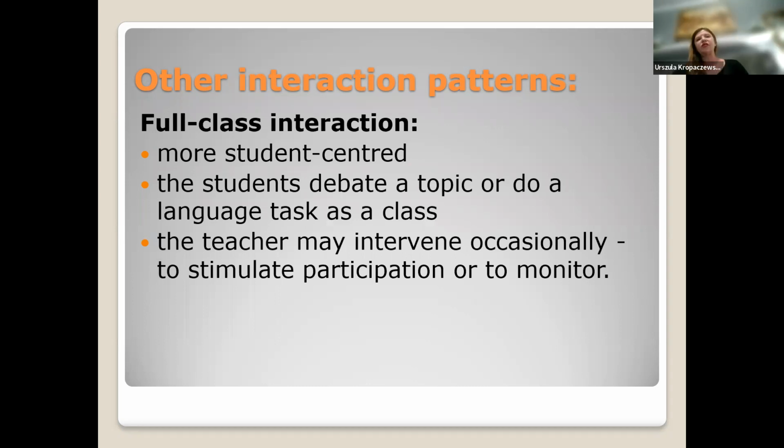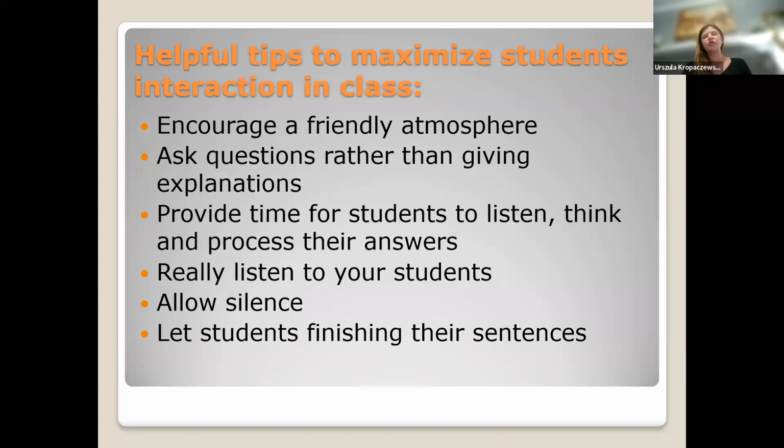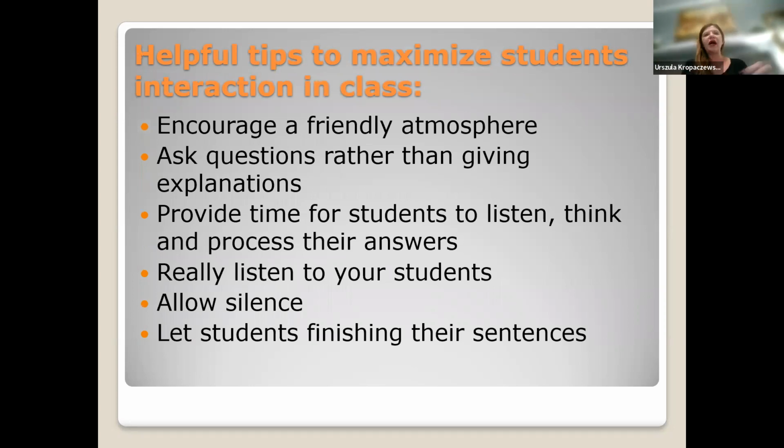And of course, as I said, full class interaction is also a very nice thing, that everybody is involved. There is a topic and everybody can say something, but you can use it only when you know that everybody will be active. That's why we prefer to put students in pairs or groups before we make the whole class debate. So when you ask students to work, the atmosphere should always be friendly.